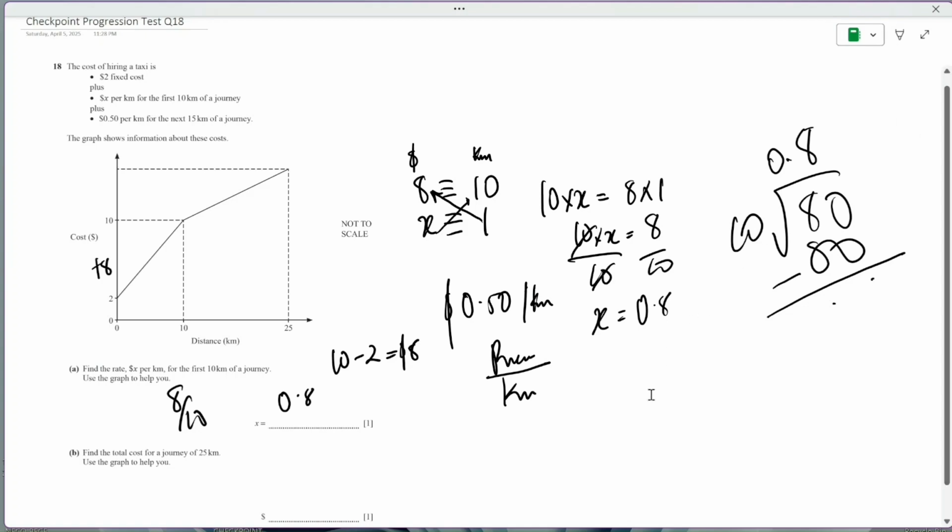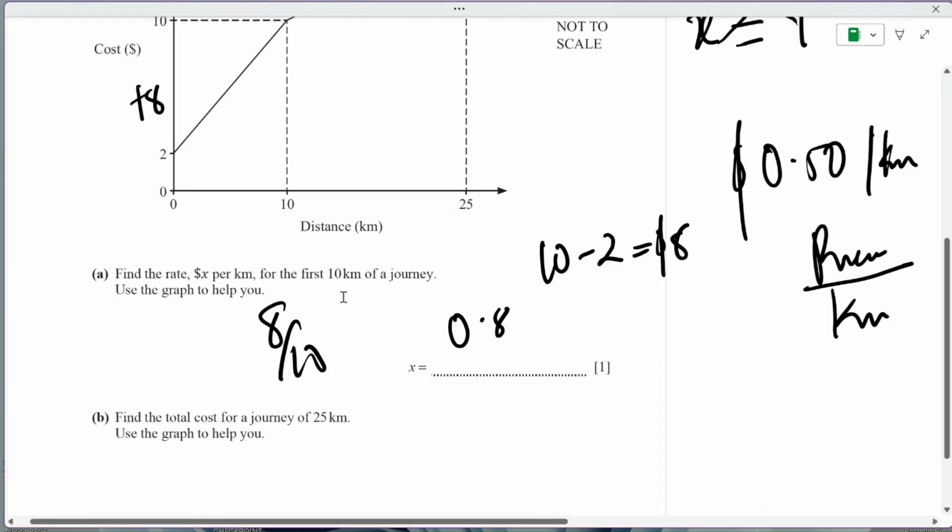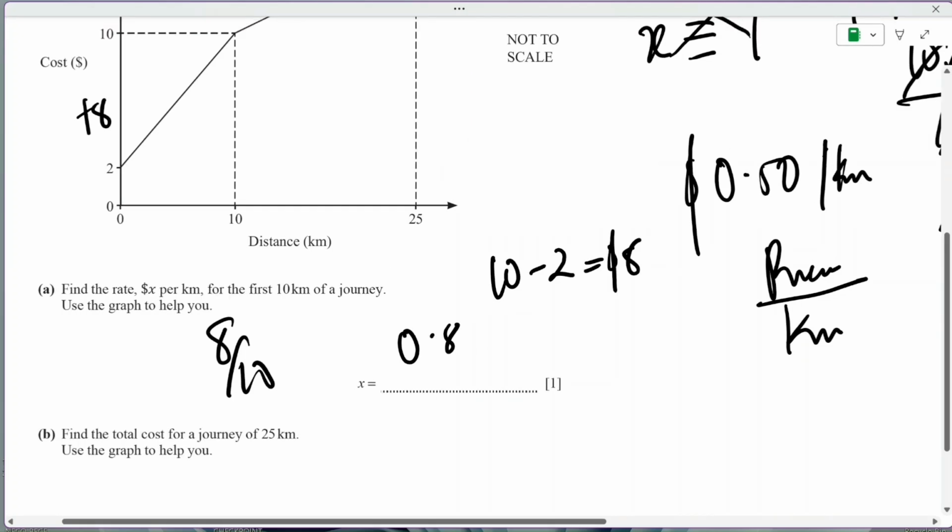I hope you understand. So the rate per dollar for the first 10 kilometers is $0.8 per kilometer. You should actually include your unit. You have your dollar here, then you write per kilometer. So you have $0.8 per kilometer.